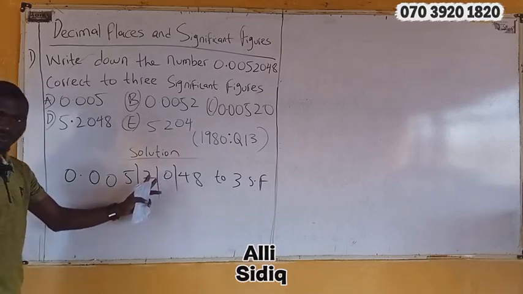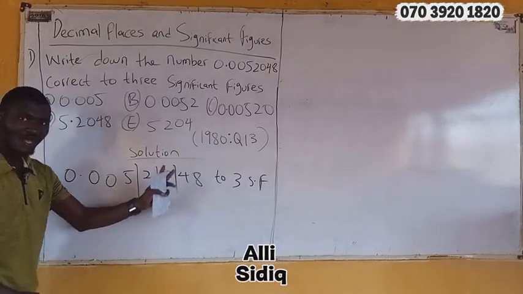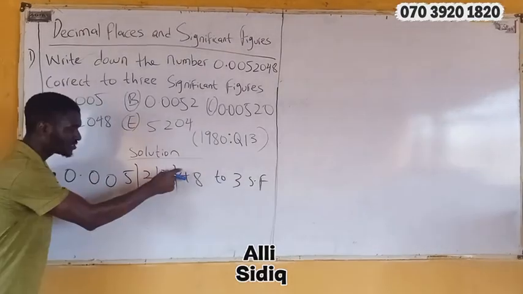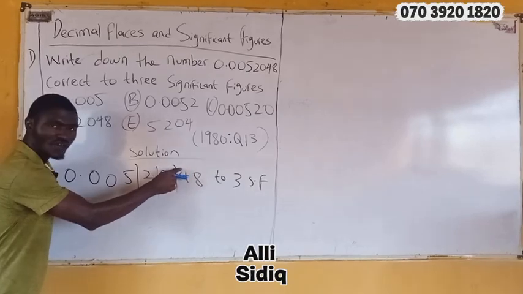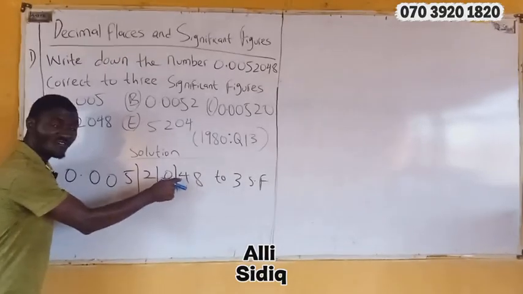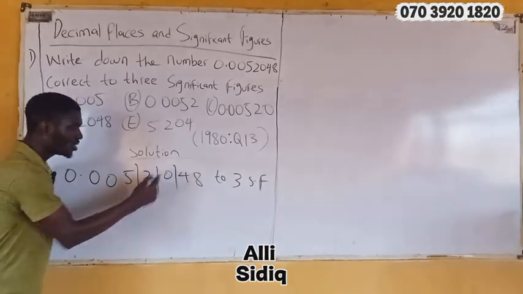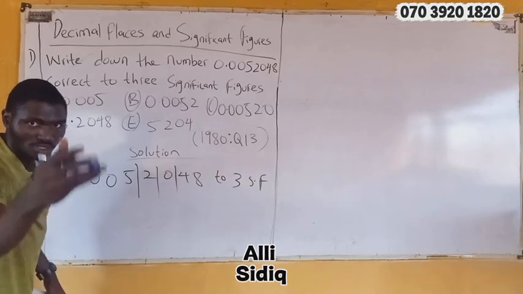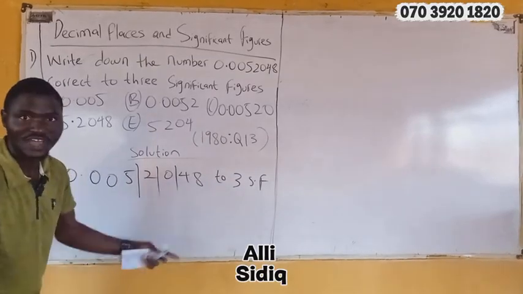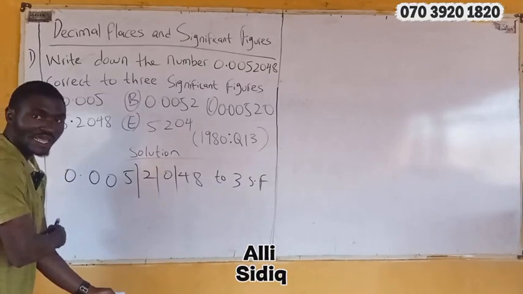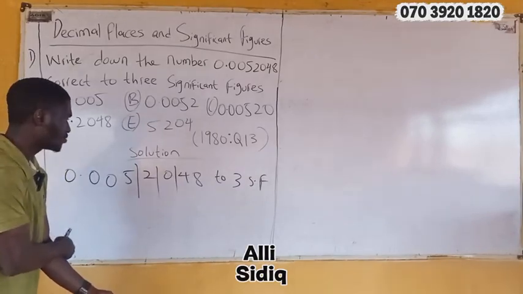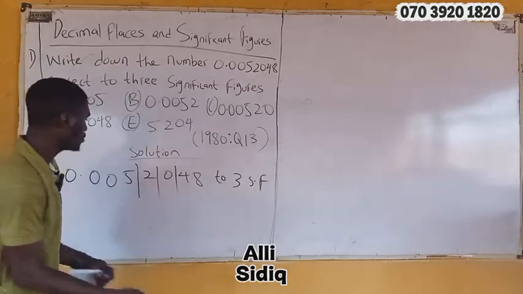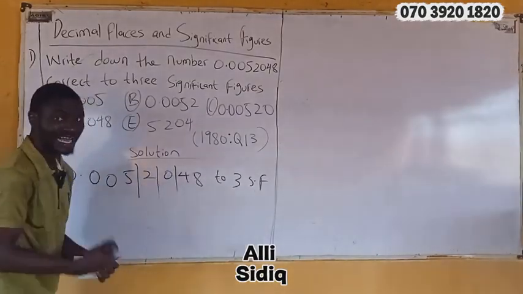So the first thing to do here is to either round up or round down. And what determines the first figure after our boundary? We have 4. So now, I will do what? I will round down because it is less than 5, according to the rules I gave you for round up and round down. So I will round down. I can't add 1.